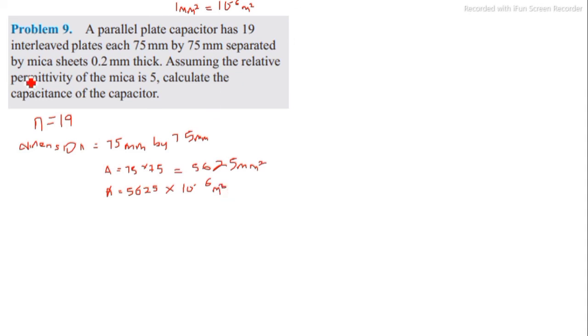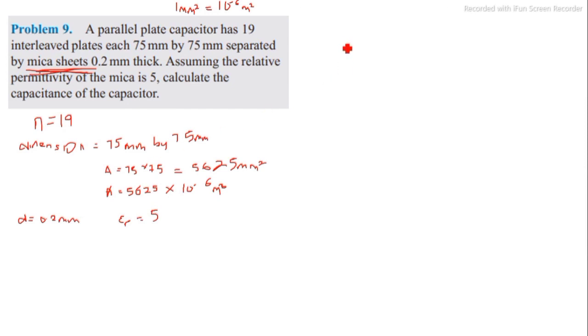Now it is separated by a mica sheet 0.2 millimeter thick. That means this mica sheet is a dielectric material, and the distance between the plates is 0.2 millimeter. Then, assuming the relative permittivity of mica is 5, that means your epsilon r, relative permittivity, is 5. Calculate the capacitance of the capacitor.